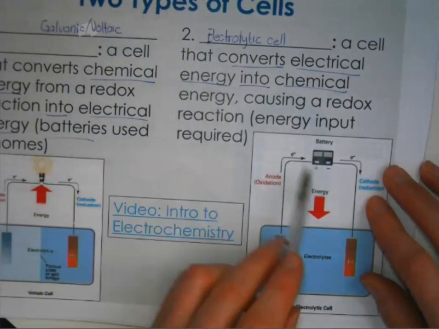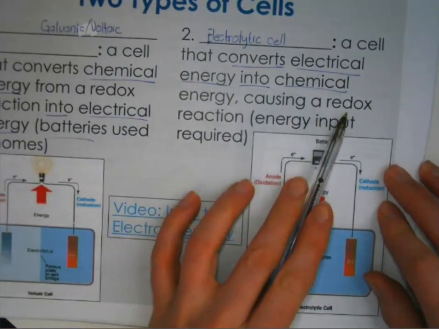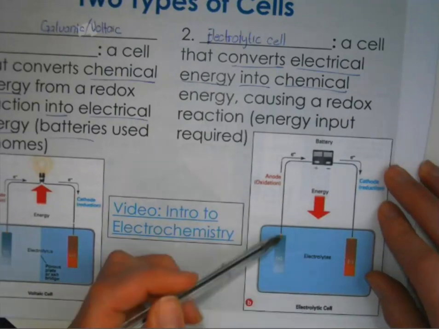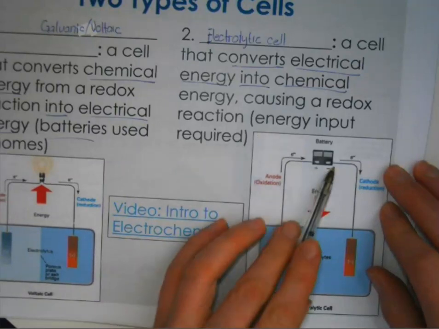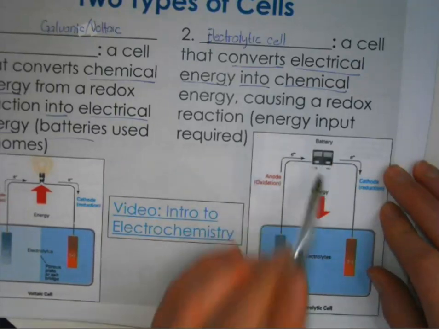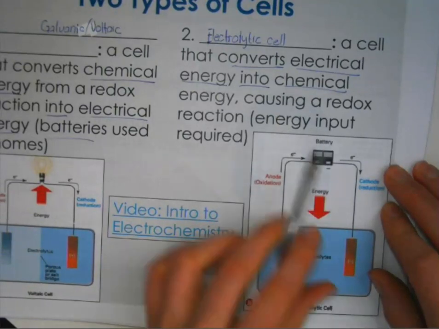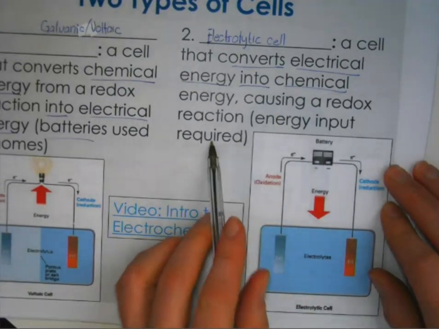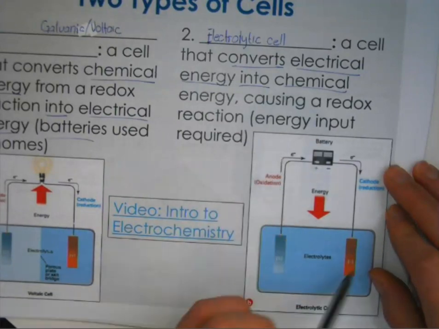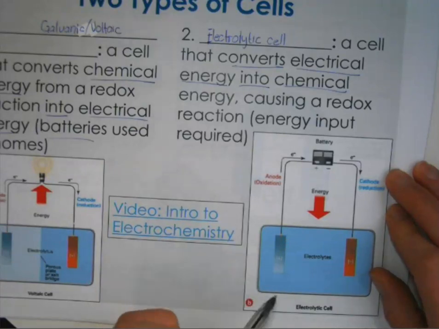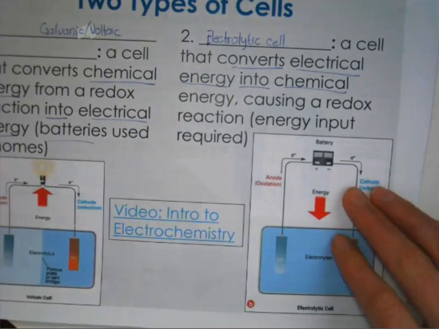So basically what happens is you have a power source that is forcing a non-spontaneous redox reaction to occur, so that we still have a movement of electrons, but it wouldn't happen spontaneously, so we need to have a power source that's forcing that to happen. So the big thing with an electrolytic cell is that energy input is required. You might wonder, why would we even want to do that? Like, why would we want to force a redox reaction to happen? So we'll look a little bit more in detail at the end of the chapter at why we would need to do that.